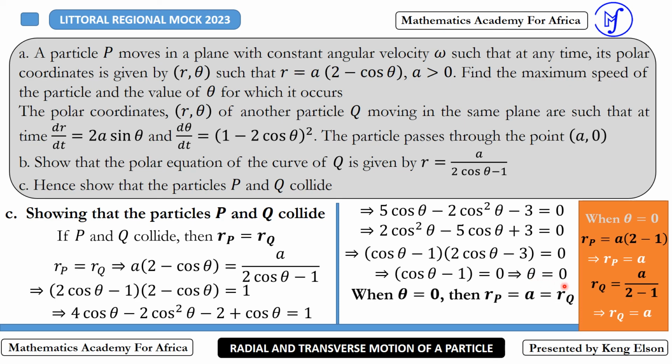So at the end of the day, we have that when theta is 0, our r_P is equal to A, and our r_Q is also equal to A when theta is equal to 0. So we can conclude that the two particles collide.